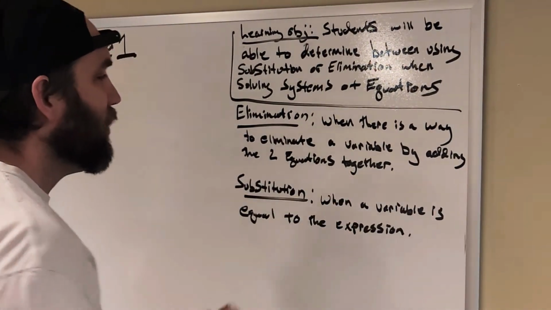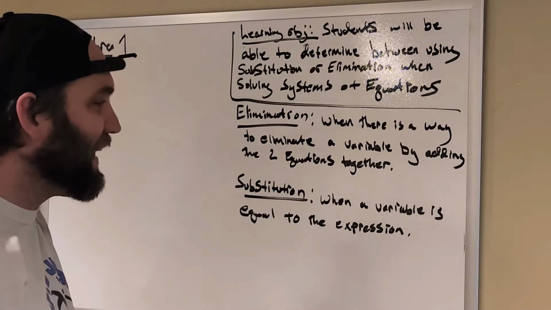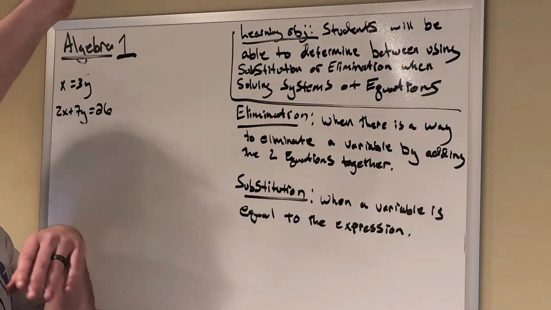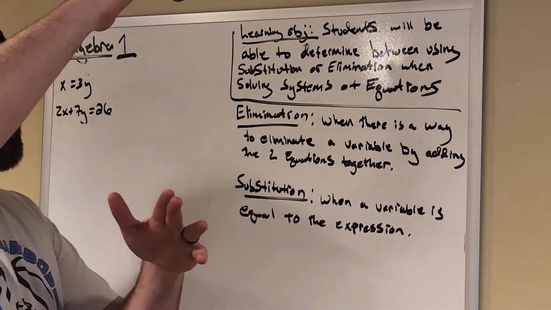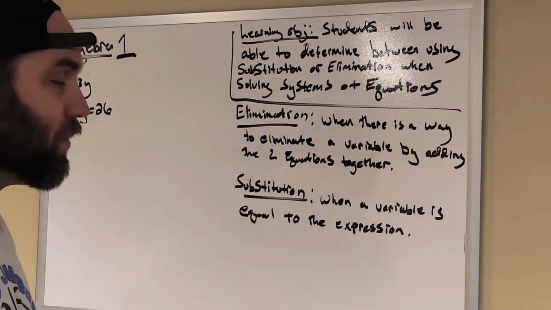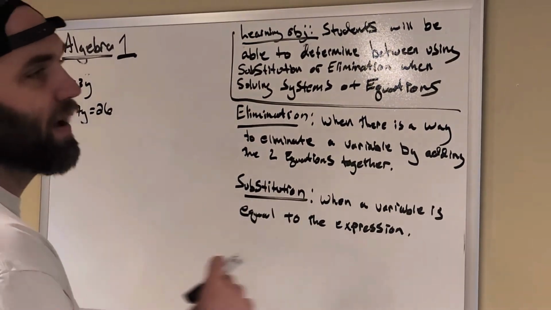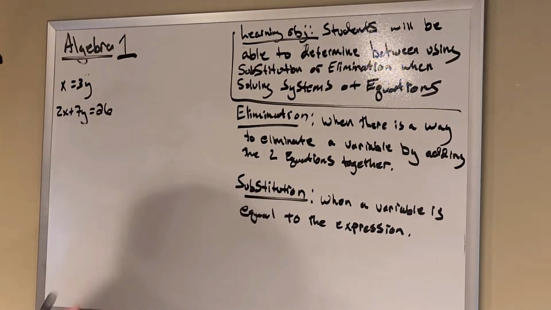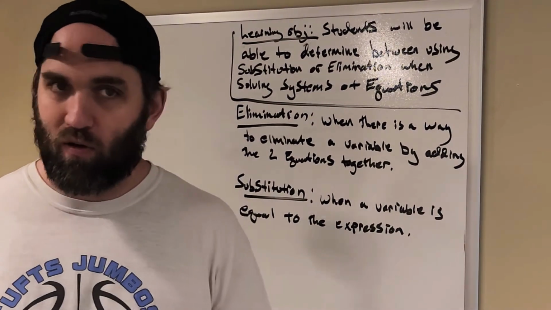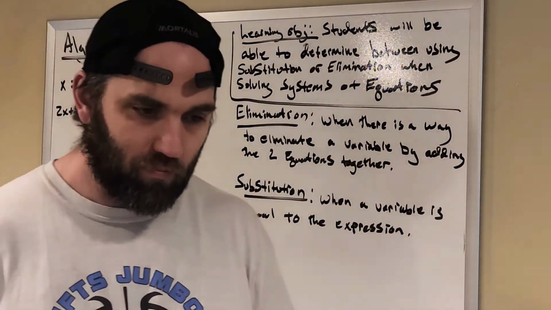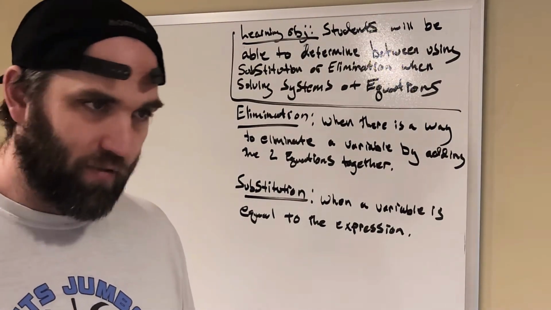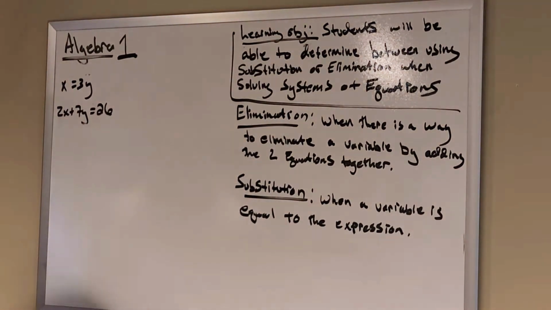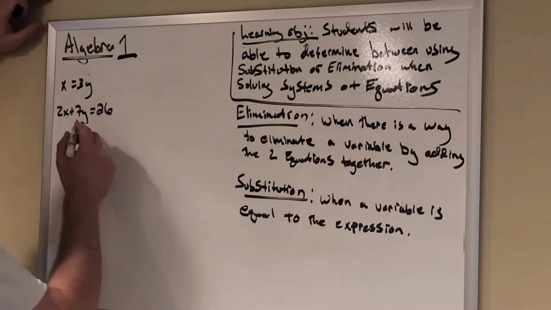Use elimination when there is a way to eliminate a variable by adding the two equations together. All right, your x variables stack up over each other. You have a positive 2x and a negative 2x. You add those together, it gives you 0. You get rid of that x variable, and then you have that y to solve for. Substitution, when a variable is equal to an expression. So y equals 15 plus 9x would be a way that the variable is equal to the rest of the expression.